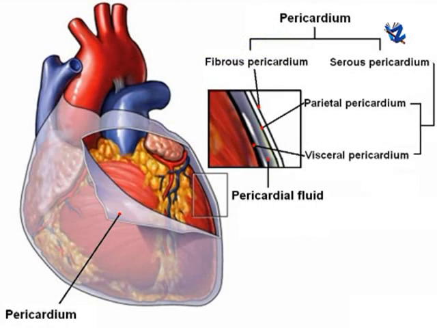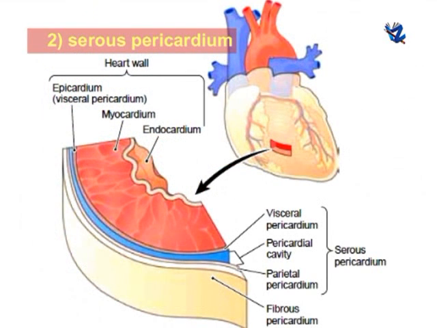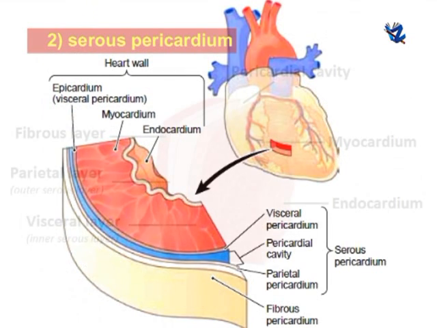Pericardium. Heart is enclosed in double-layered peritoneum called pericardium. It consists of 2 layers. 1. Fibrous pericardium. It is the outer layer made up of tough, inelastic fibrous connective tissue. 2. Serous pericardium. It is the inner layer made up of outer parietal layer and inner visceral layer.